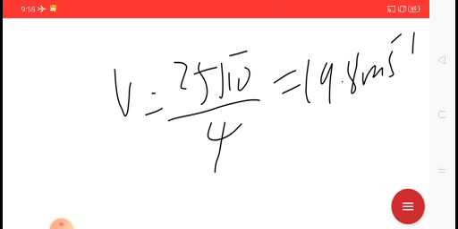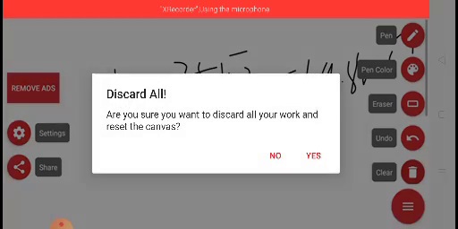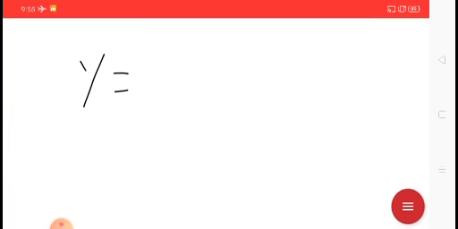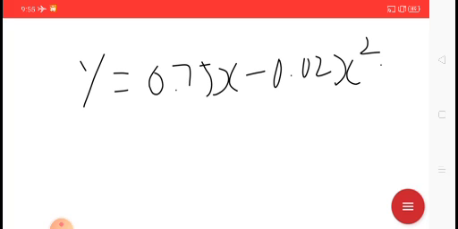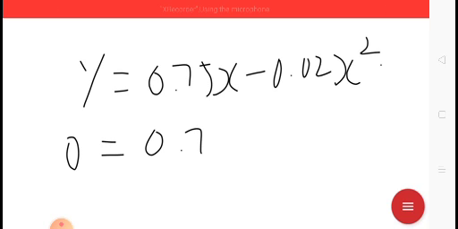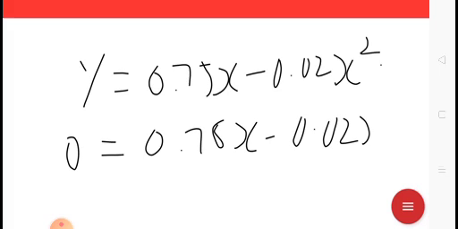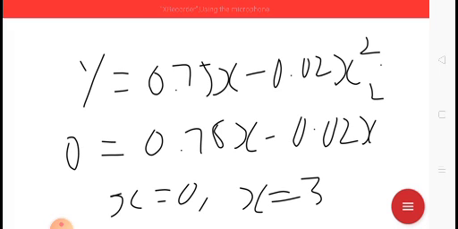B. The distance from O of the point where the stone hits the ground. You have the trajectory equation already given: y equals 0.75x minus 0.02x squared. When the stone hits the ground, y equals 0. So solve it, and you will have x equal to 0 and x equal to 37.5 meters. So your answer will be 37.5 meters, the range.